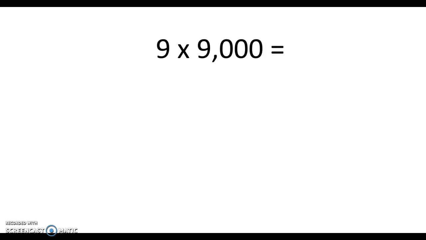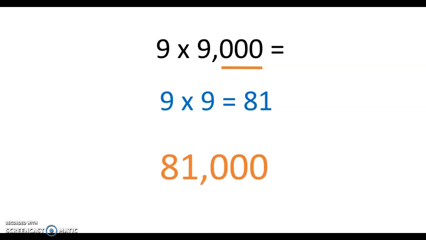Okay, and if you're not ready, go ahead and pause this. First thing, we are going to start off with 9 times 9. I know that 9 times 9 is 81. I know that 9,000 has 3 more zeros on it, so I need to move this up 3 place values, adding those zeros on to the end of 81, making it 81,000. If you got that, give yourself a pat on the back. Good job.